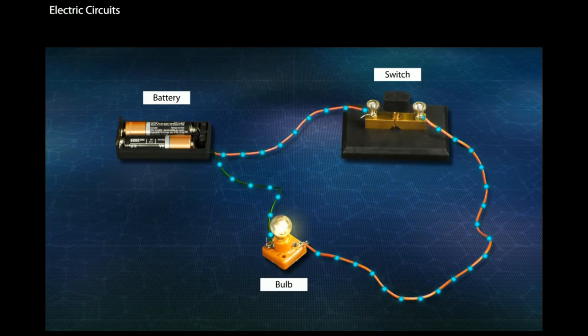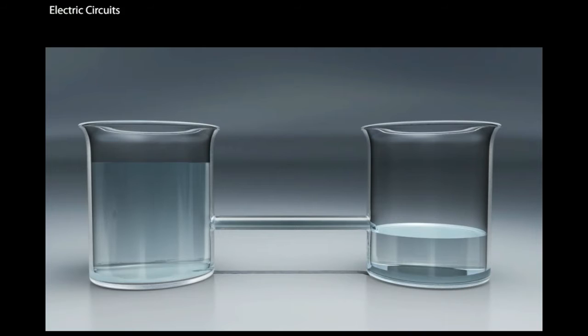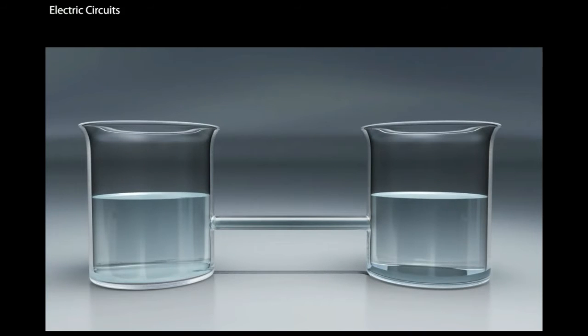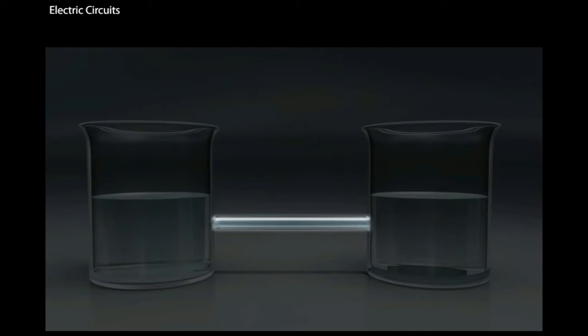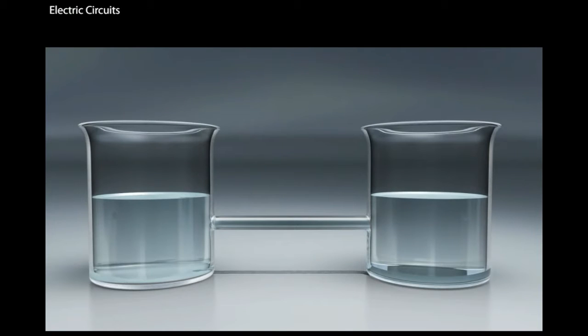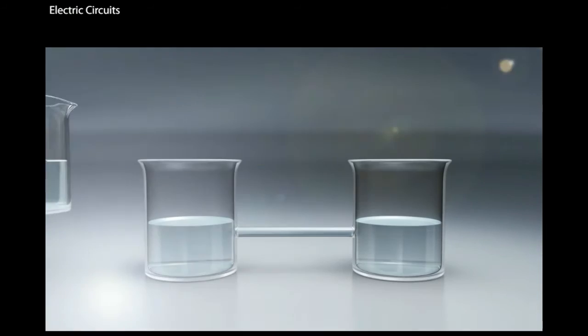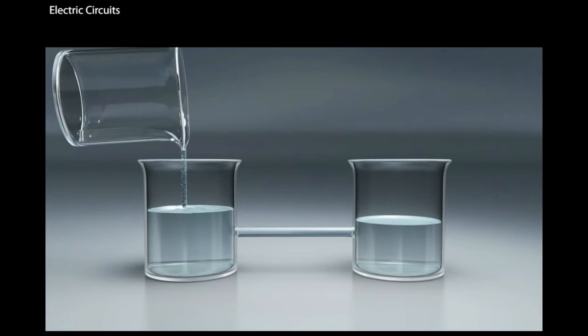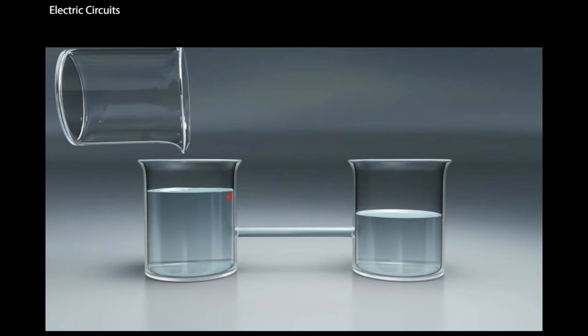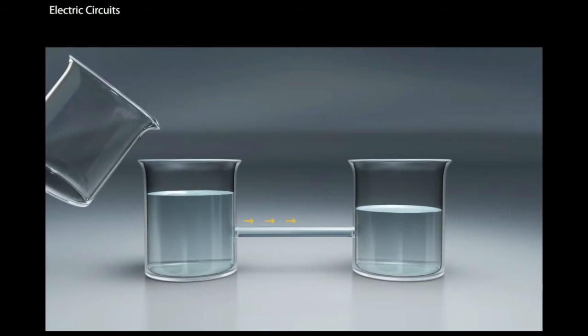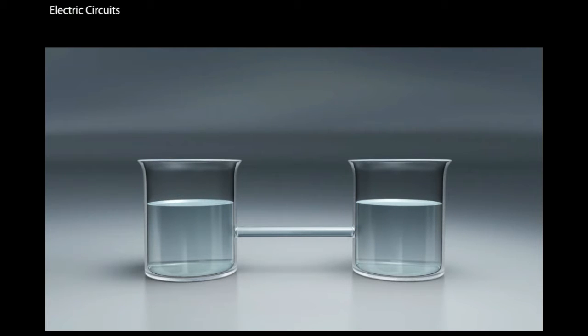Let us consider the analogy of flow of water. Water in a perfectly horizontal pipe does not flow. Water in the pipe is stagnant as the level of water in both the reservoirs is the same. If we raise the level of water in one of the reservoirs such that there is a pressure difference between the two ends of the pipe, water flows into the other reservoir.